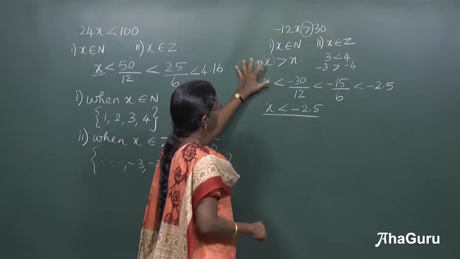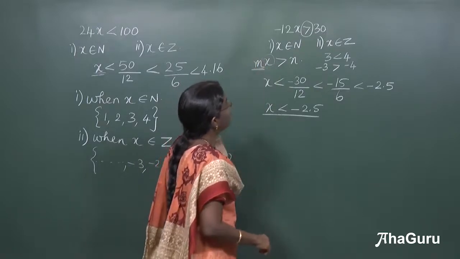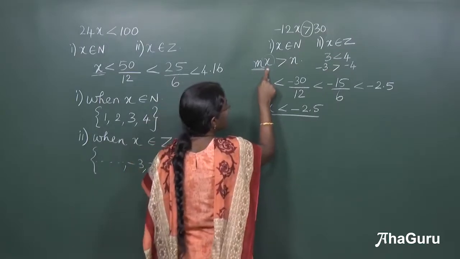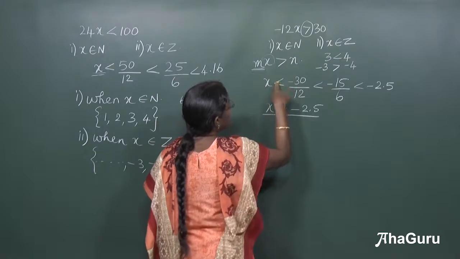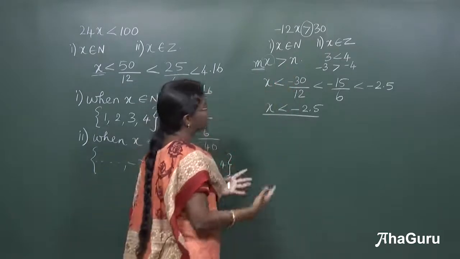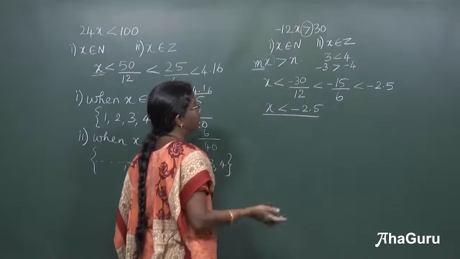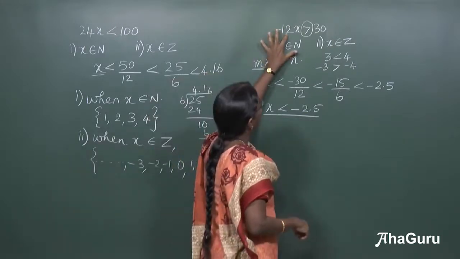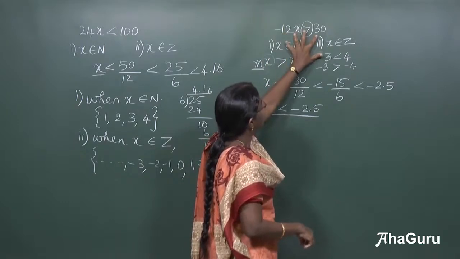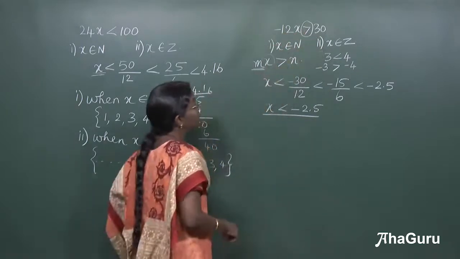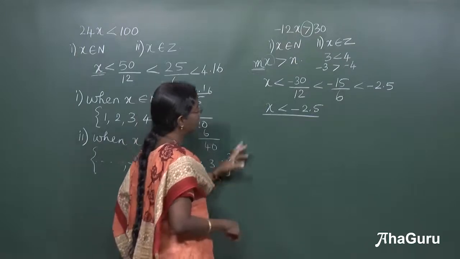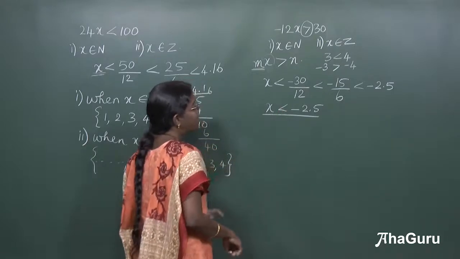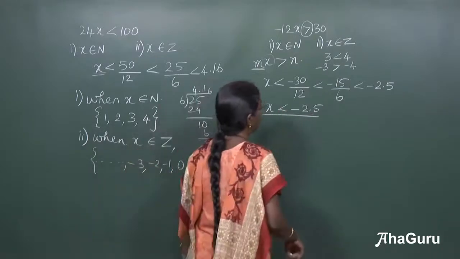Remember this point, when you multiply any inequality by a negative constant or you divide by a negative constant, the inequality sign will change. When you add a constant, a positive or a negative constant, okay, the inequality sign does not change. It changes only when you multiply both sides by the same negative constant, or you divide by the same negative constant. So, here we have simplified this and got x less than minus 2.5.